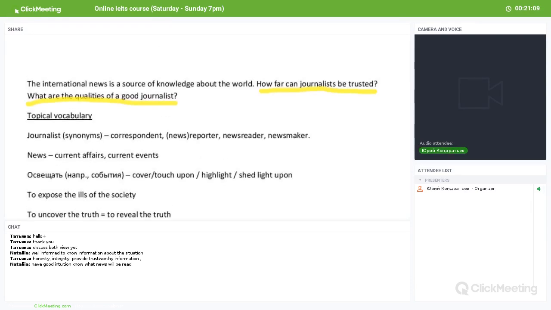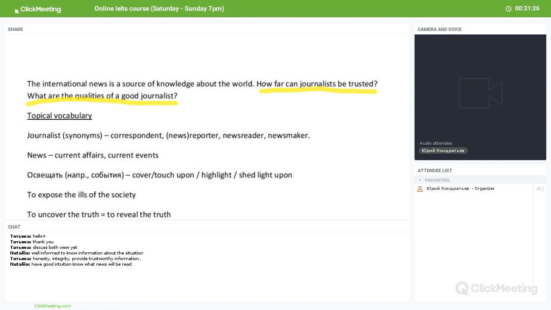Let's have a look again at the topic. The international news is a source of knowledge about the world. How far can they be trusted, and what are the qualities of a good journalist? So it's about trusting journalists and not making the newspaper more effective. I'm not sure that this is a good example for this topic.